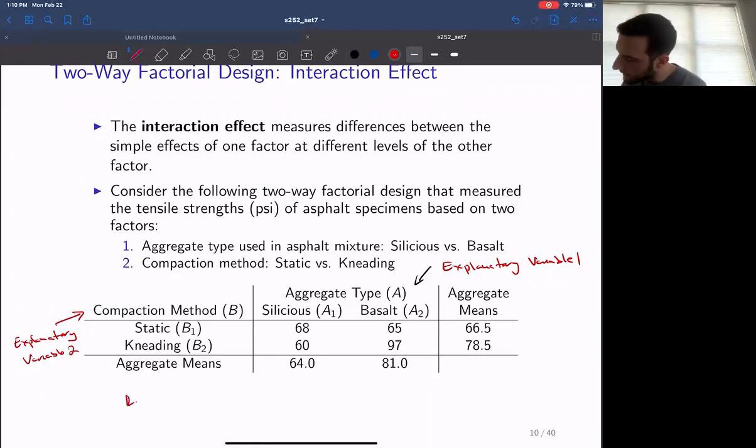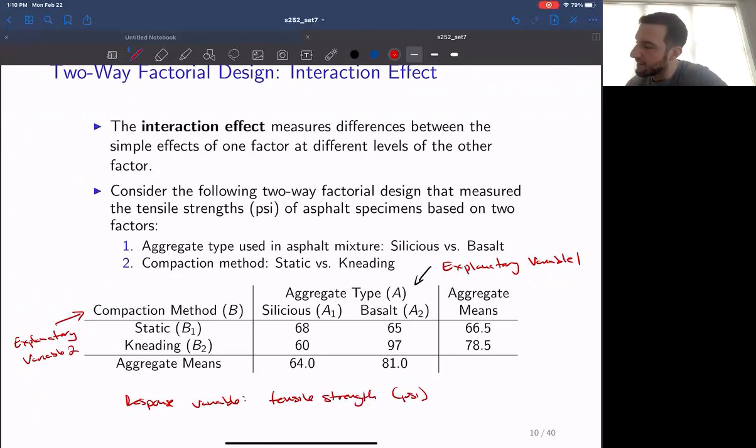The response variable here is tensile strength, which is measured in psi. For example, the tensile strength of a siliceous static specimen is 68. The tensile strength of a basalt static specimen is 65. The tensile strength of a siliceous kneading specimen is 60, and the tensile strength of the basalt kneading method is 97.